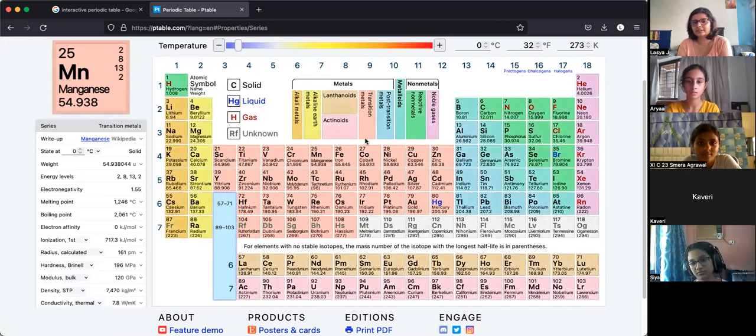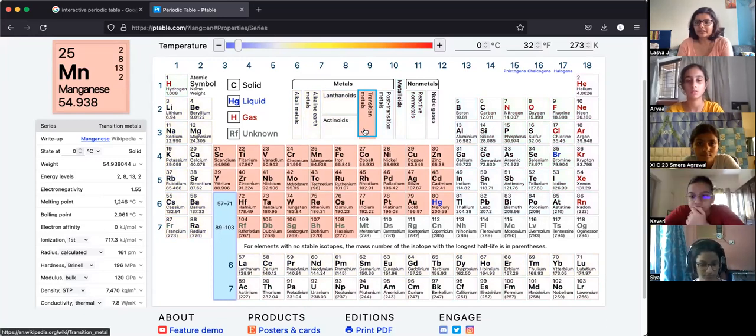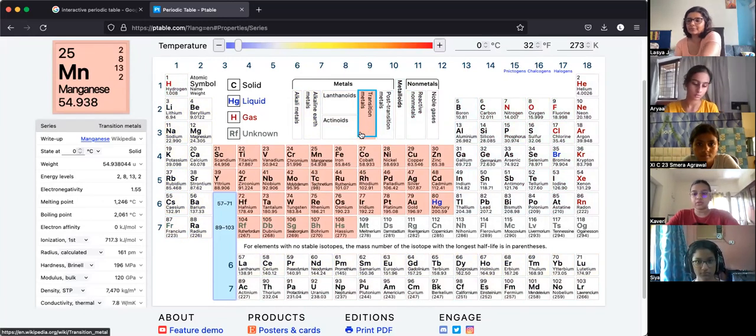And later on, when we started studying it, because the last electron goes in the d orbital, because of the d-d transitions, electrons keep jumping within the d orbital subshells. So they came to be known as transition metals.